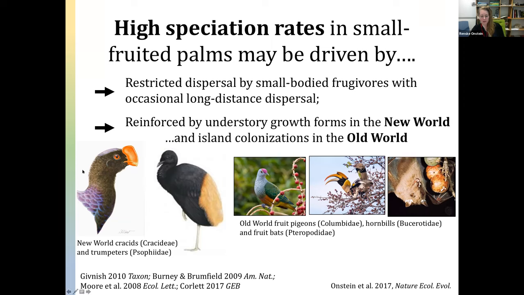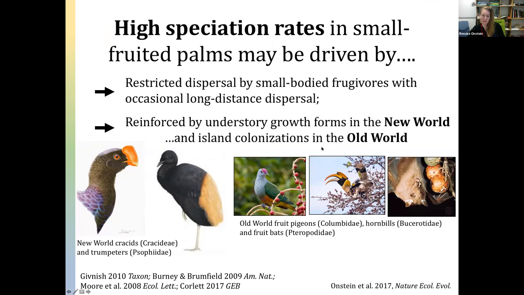So in the New World, we find this very high diversity of these understory frugivores that often don't even cross rivers. So they have very restricted dispersal. And this may have facilitated speciation, especially if you have an understory growth form displaying your fruits in the understory. Whereas in the Old World, mainly Southeast Asia, we find this very high diversity of these strong flying volant frugivores, such as fruit pigeons, hornbills, fruit bats. And they have been shown to successfully colonize isolated islands, which are also, of course, very dominant in this part of the world. So this may explain why we find the island effect only in the Old World.